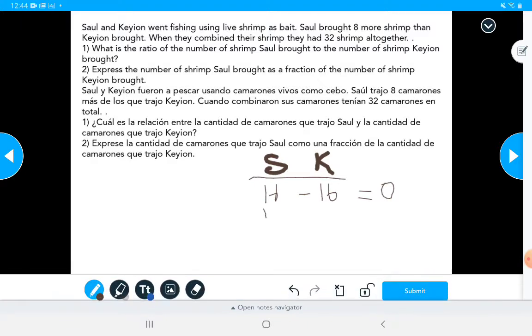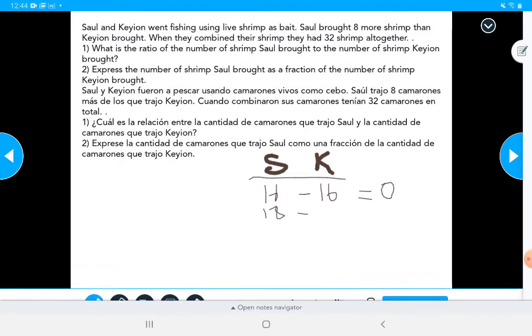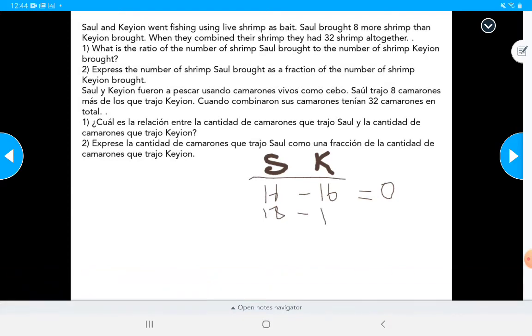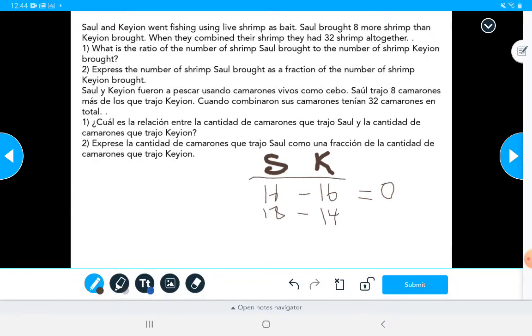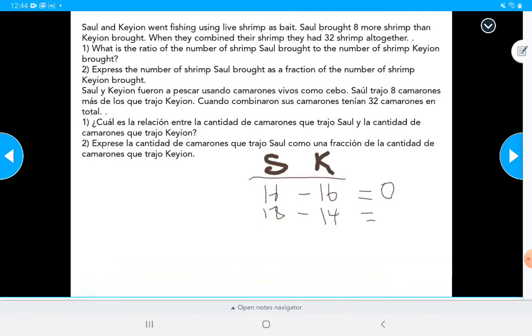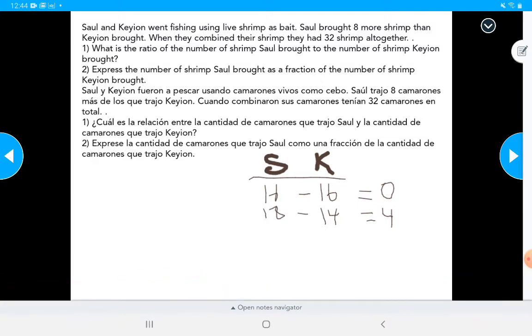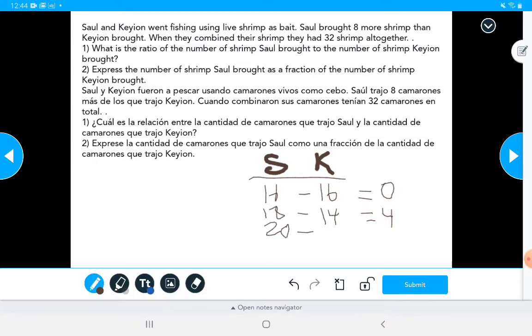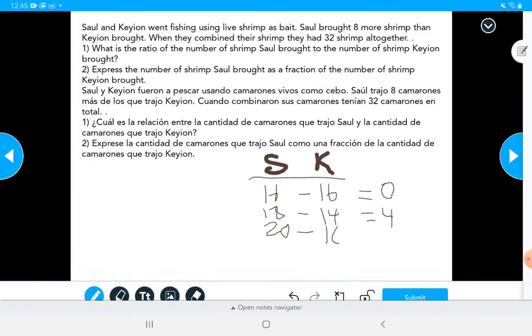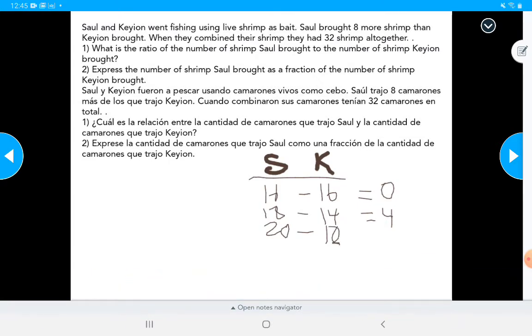What if we gave Saul 18? And then Keon would then take 2 less. So we would go Keon to 14. So if I went up 2 and went down 2, now we have a difference of 4. Well, that's still not enough. I need a difference of 8. So I can go up 2 more, and then down 2 more would be 20 and 12. Okay, and that's a difference of 8. So this one actually works.